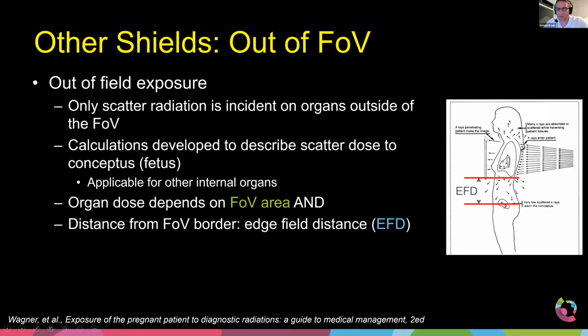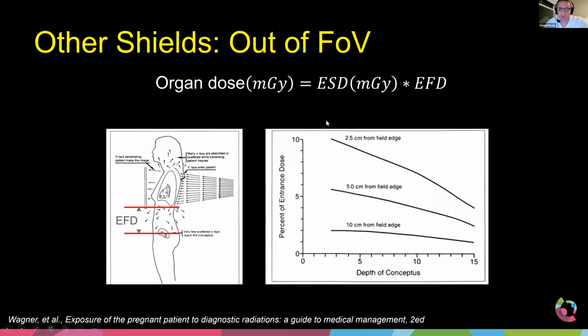And so we're going to talk about the area of the imaging and the distance from the edge of the field to the organ. This is the edge field distance, EFD. When you look at this equation, it's a very simple equation. We take the entrance skin dose that we can calculate here, and we've already gone over those calculations many a times the last couple of weeks. I'm not going to go over them again. If you multiply it by this EFD correction factor, that will tell you how much the dose is to these internal organs.